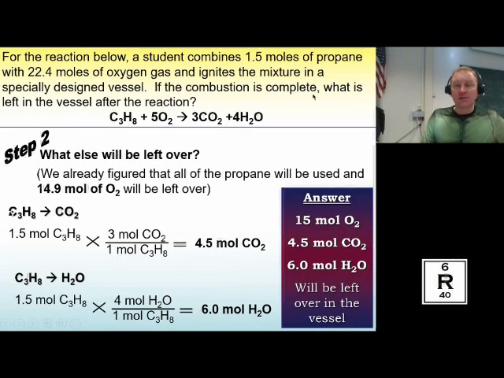So this is a limiting reactant question. So the question is, what's left over in the vessel? Well, we know we have no propane. It was completely used up. With significant figures, we have 15 moles of oxygen. I used two significant figures since there were two in the problem. I've got 4.5 moles of carbon dioxide, and I've got 6 moles of water. So this would be my answer of what's left over in the vessel. So there's a lot of answers to this question because there's a potential of 4 different things that we have to account for.